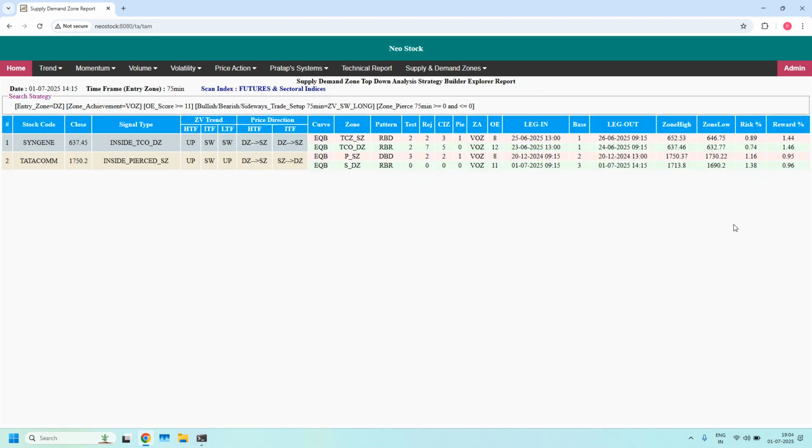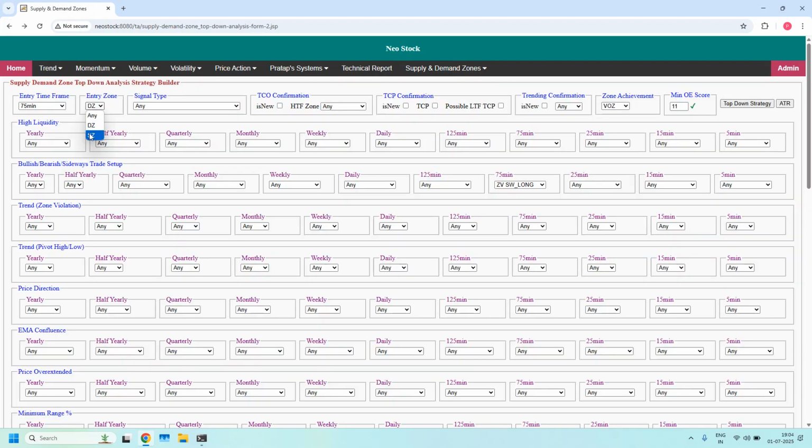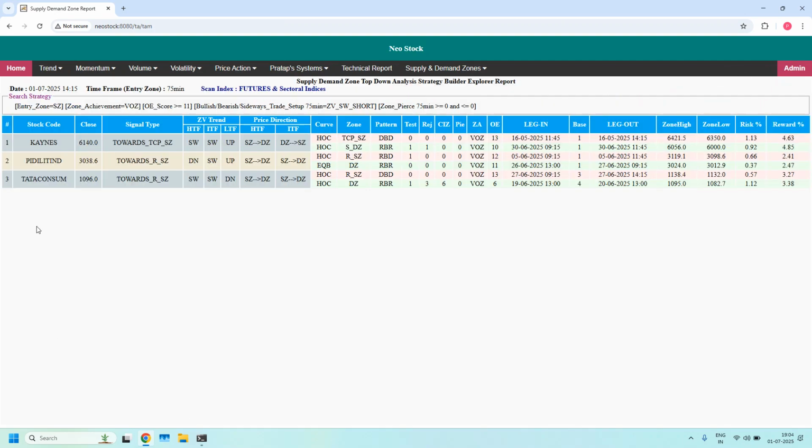Okay, now let's filter. We got 2 stocks. Sideways long trade setup. Entry time frame zones are daily demand zones. See, this one already tested 7 times. Next, sideways short trade setup, the changes are 75 minutes supply zone. Here sideways short trade setup, let's filter. We got 3 stocks. Sideways short trade setup for a weekly income trade. Entry time frame zones are 75 minutes supply zones. And second one is already tested once.